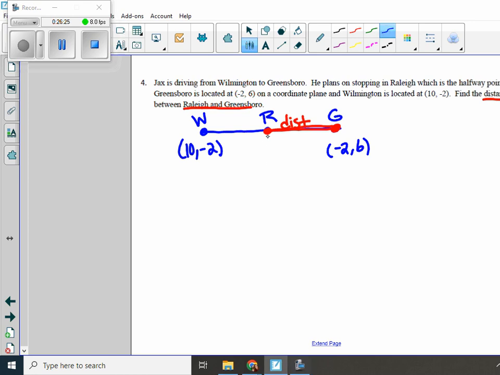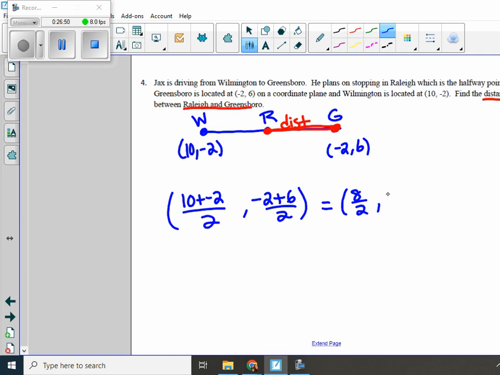All right, so we need to find Raleigh, which is the middle. So this is just adding up the X's, dividing by 2, adding up the Y's, dividing by 2. Okay, so 10 plus -2 divided by 2, and then -2 plus 6 divided by 2. What's 10 plus -2? 8 over 2. And -2 plus 6? 4 over 2. So what is our midpoint, which is Raleigh? 4, 2.